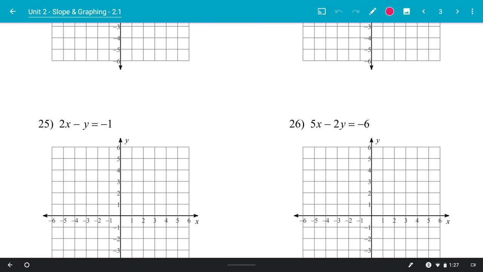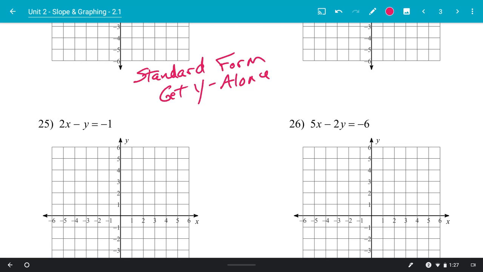These are in standard form. When I have them in standard form, the first thing I need to do is get the y alone. So 2x minus y equals a negative 1. I'm going to subtract 2x from both sides. Now 2x minus 2x cancels over here. So I have a negative y equals, now that 2x and the 1 can't go together, so I just write them down next to each other. Negative 2x minus 1.